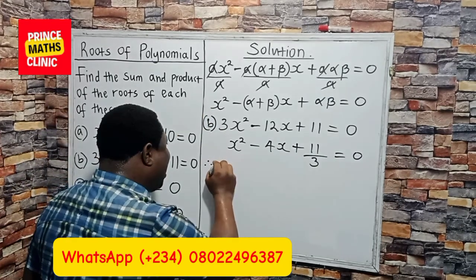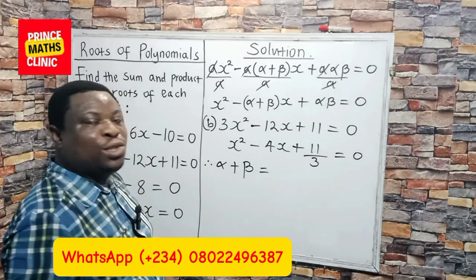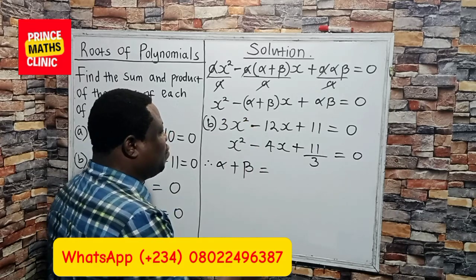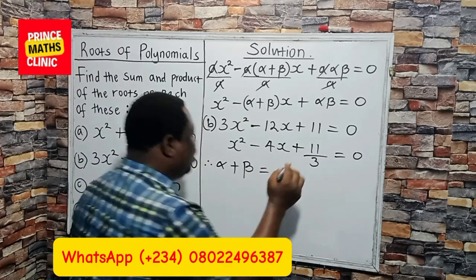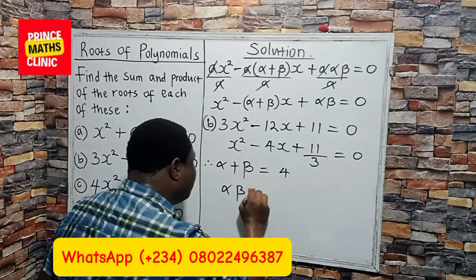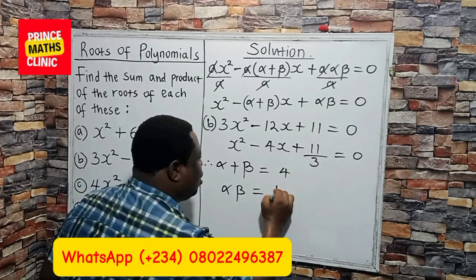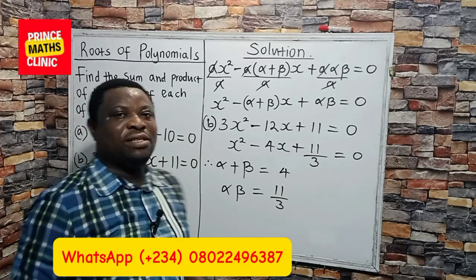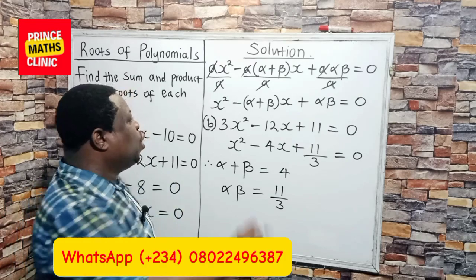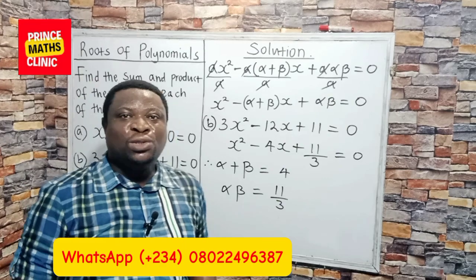So therefore, we can say that our alpha plus beta, remember, the sum of the roots is this. So just say minus times minus, which is positive. So this becomes 4. That's the sum of the roots. Then the product of the roots, alpha beta, which is this part, is just simply 11 over 3. So you can see how easy it is to obtain as long as you know this particular formula. Good. Let's look at the third question.